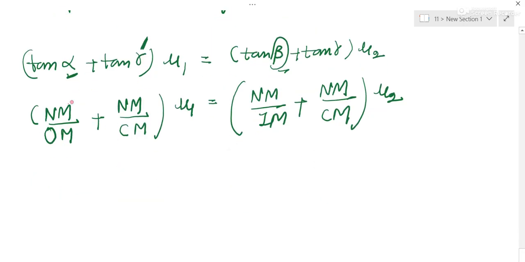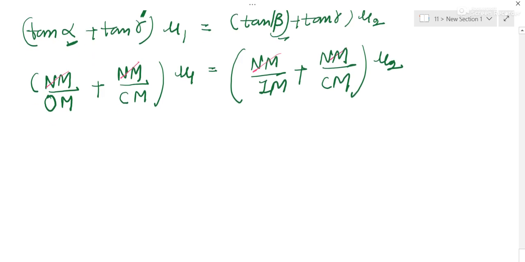NM will be cancelled. Okay, now we will say M and P are close. Same as what we have done. M and P are very close. You can draw a diagram in your notebook and you can see. So this is P. M will be replaced by P.